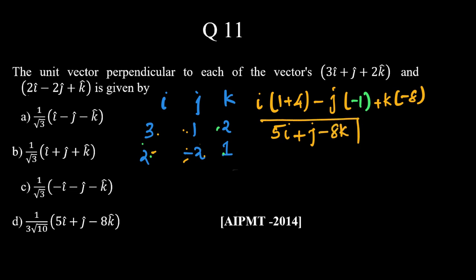So this is the vector that we're looking for, and there is only one option with 5i plus j minus 8k. That gives the correct answer. It takes less than 1 minute to do this question. But please don't stop here, because if we calculate the magnitude, there is no probability that any of the terms will get cancelled here. So the only possible option, and in fact the correct option, is 5i plus j minus 8k.